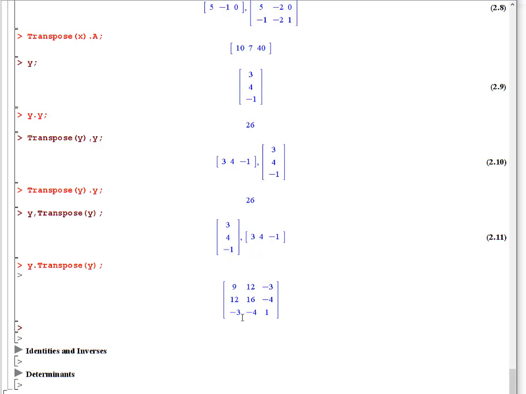Because using matrix multiplication, I take the 3 times the 3 gives me the 9, then the 4 times the 3 gives me the 12, minus 1 times the 3 gives me the minus 3. Then I go to the next column here, so 3 times 4 is 12, 4 times 4 is 16, minus 1 times 4 is minus 4, and so on until I get to 1. So y times the transpose of y gives you all the possible combinations of multiplying these numbers. You'll see that in econometrics as a shorthand for multiplying all the combinations of different numbers together in things like correlation matrices.